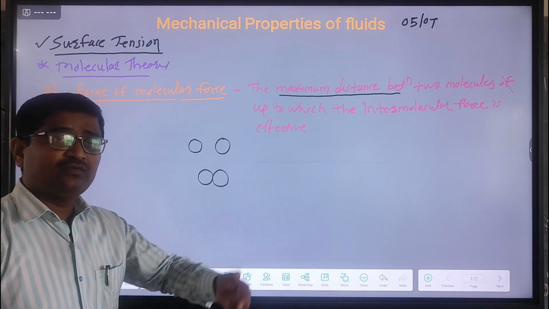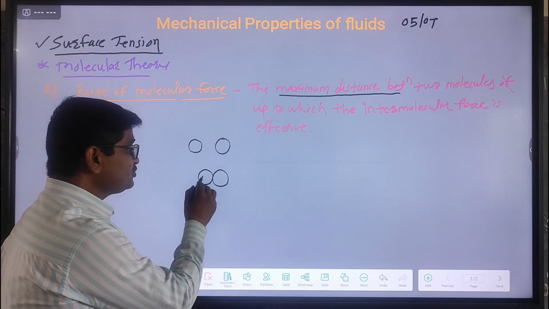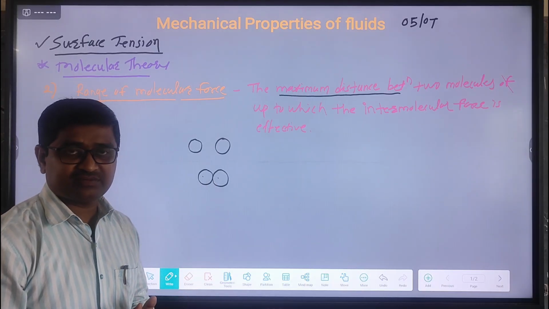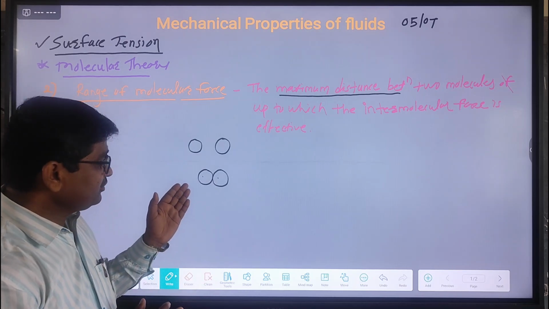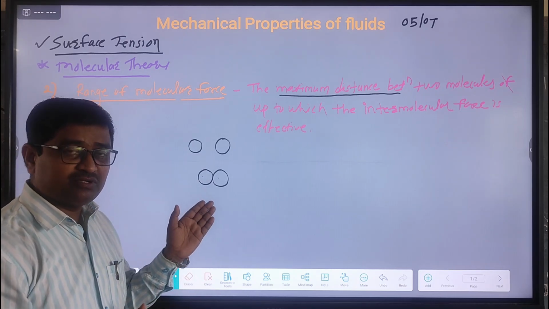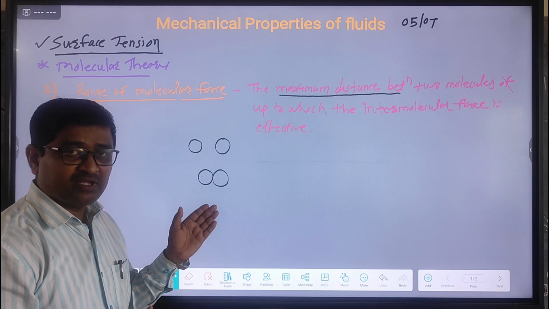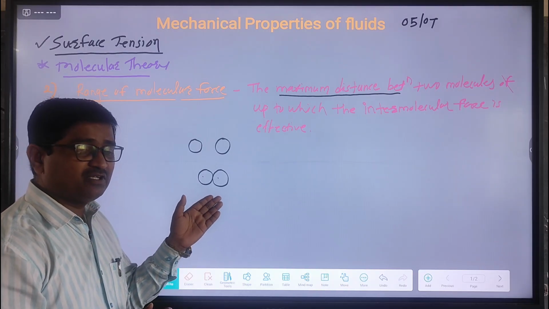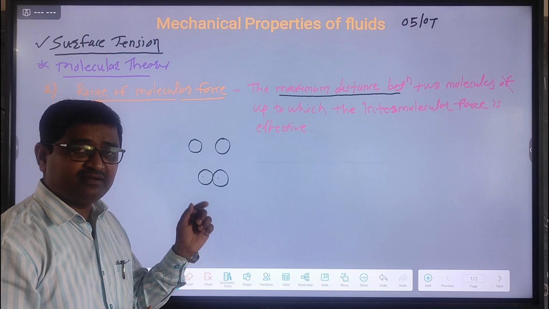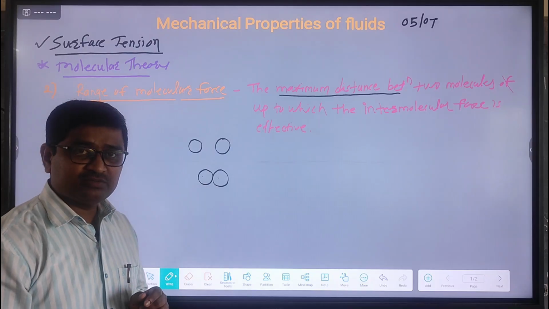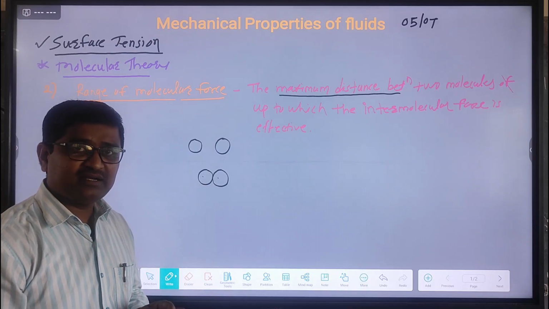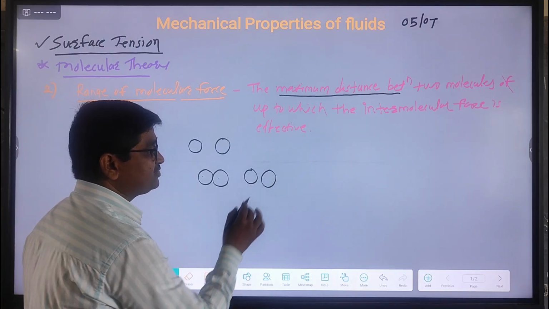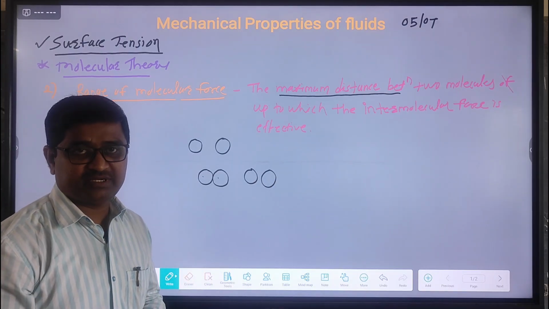So we know that when the intermolecular force is effective, these two molecules are strongly connecting together, strongly attracting each other. Practically, we don't see the gap between two molecules with open eyes, but in an electronic microscope, we can show that these two molecules are actually separate.